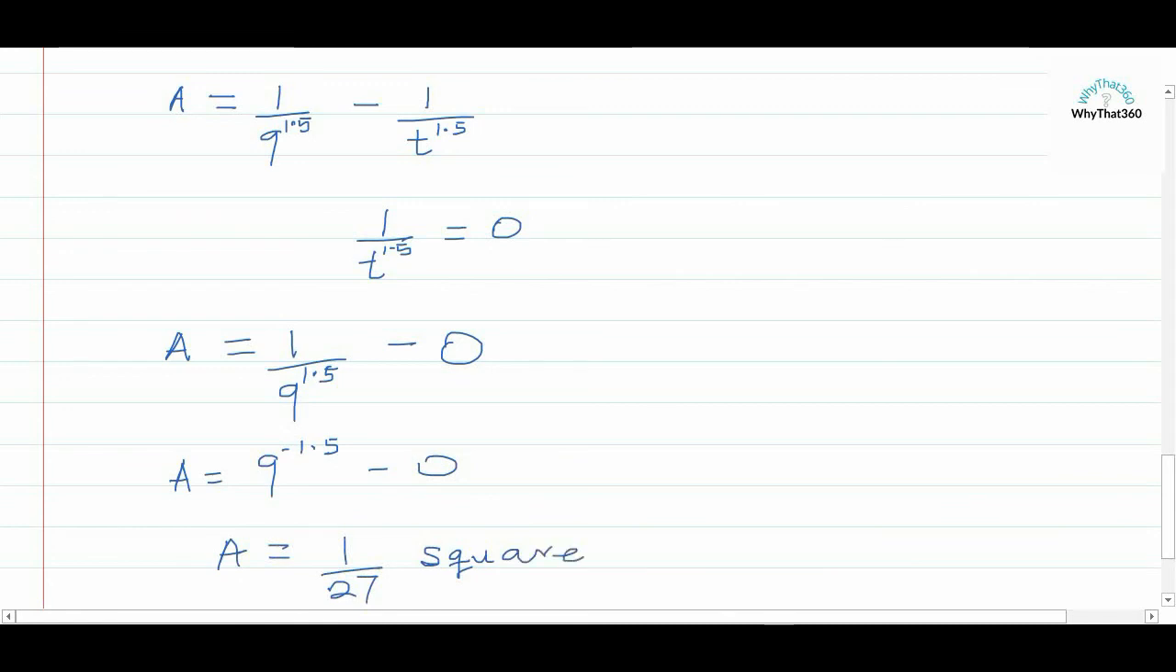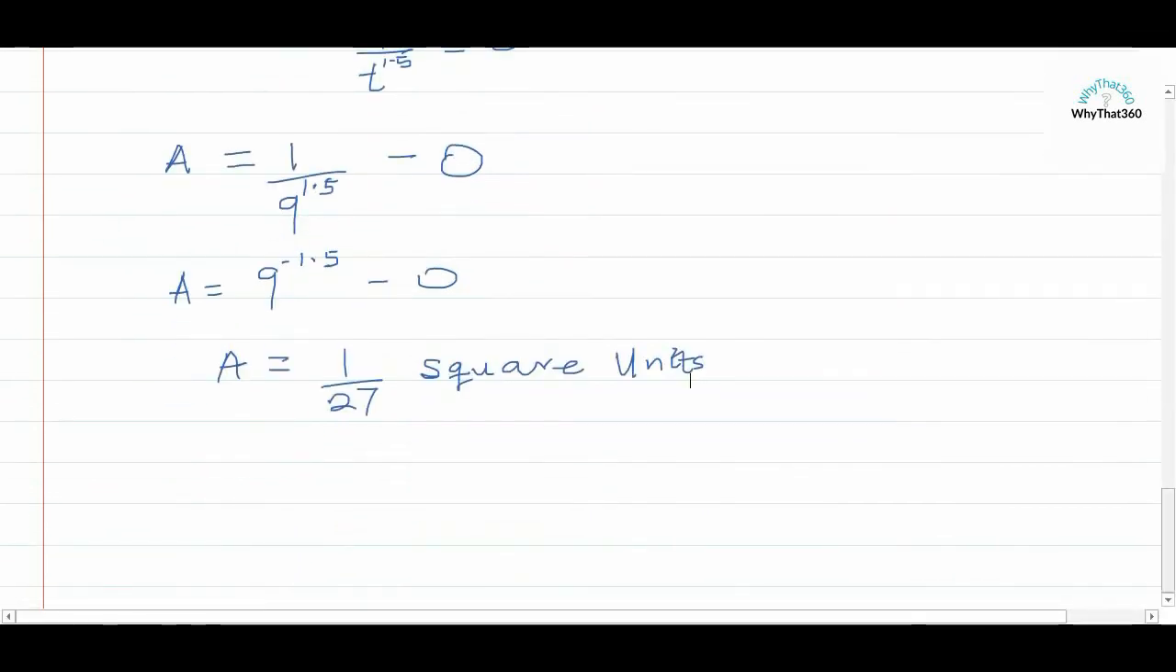Or you can enter 1 out of 27 on your calculator and you'll get it in decimals, or you can do your long division, whatever, and then you say A is equal to, in decimals, 0.037 recurring. 0.037, 037, 037 square units, and that keeps repeating, and that will be the value for the area at x greater than or equal to 9.